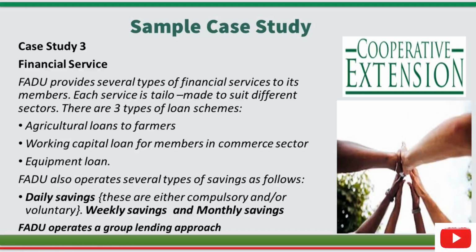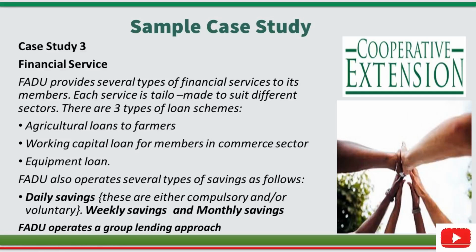FADU provides several types of financial services to its members. Each service is tailor-made to suit different sectors. There are 3 types of loan schemes: the agricultural loan for farmers, the working capital loan for members in the commercial sector, and the equipment loan as well. So there are 3. FADU also operates several types of savings as follows: daily savings, weekly savings, monthly savings. FADU operates a group lending approach.